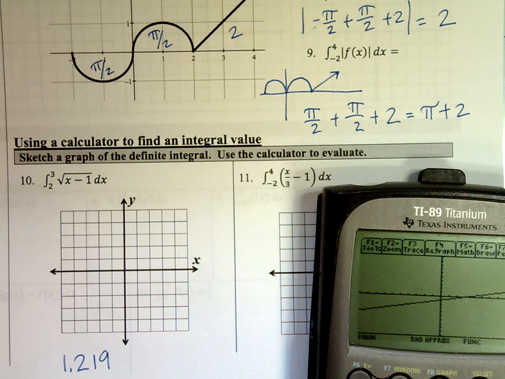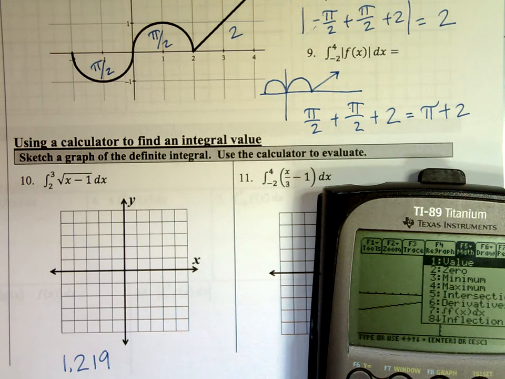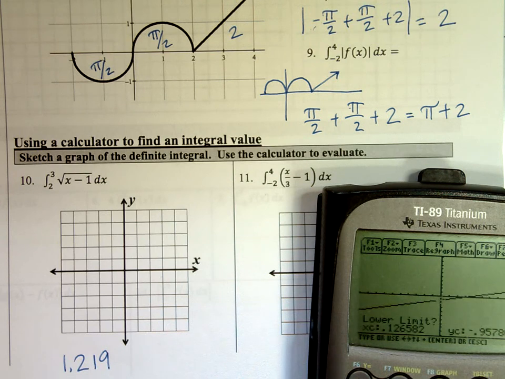And so I want to calculate what the integral is, so I'm going to go F5, 7. My lower bound this time is a -2. My upper bound is a 4. It even shades it. It's kind of cool. My answer is a -4.